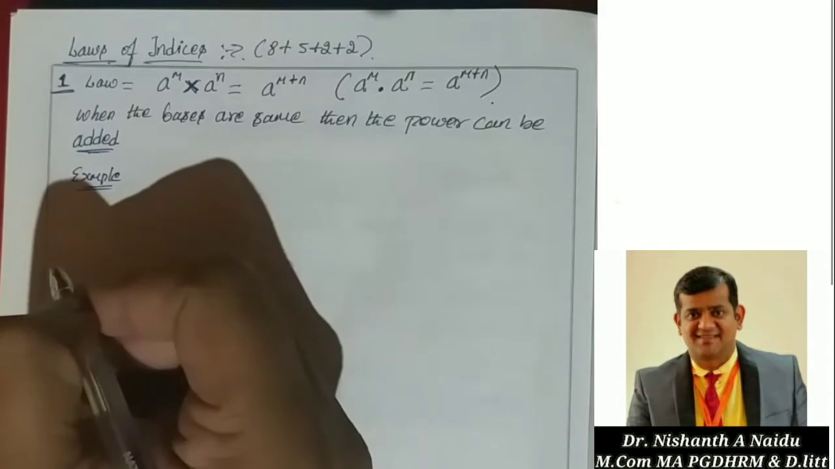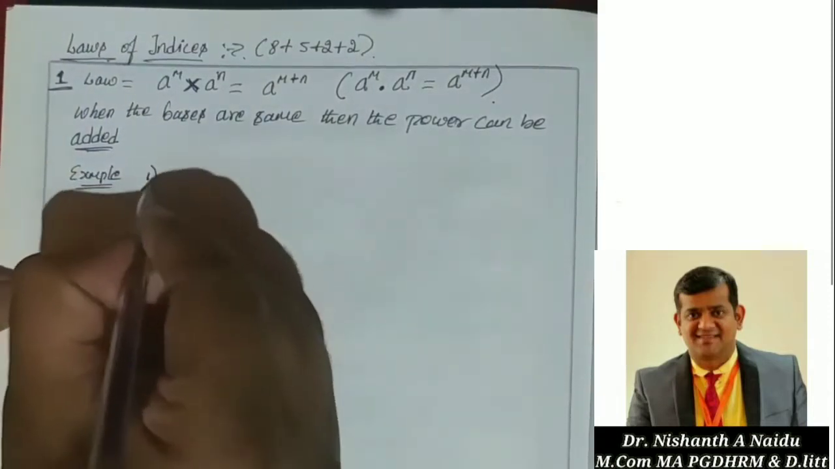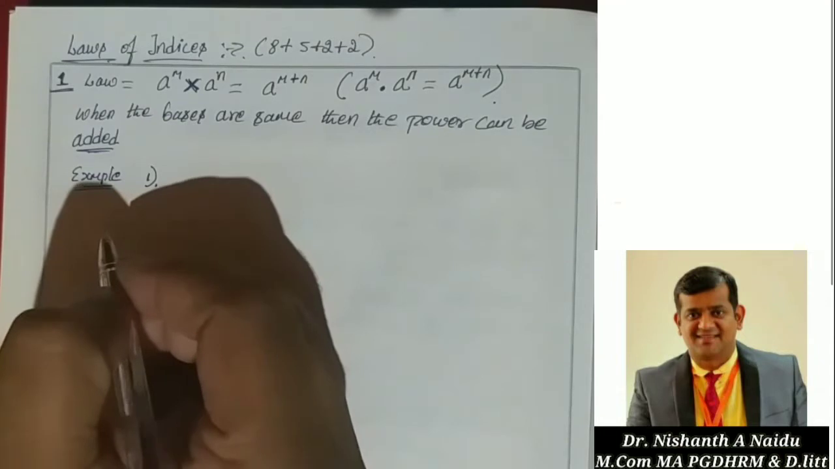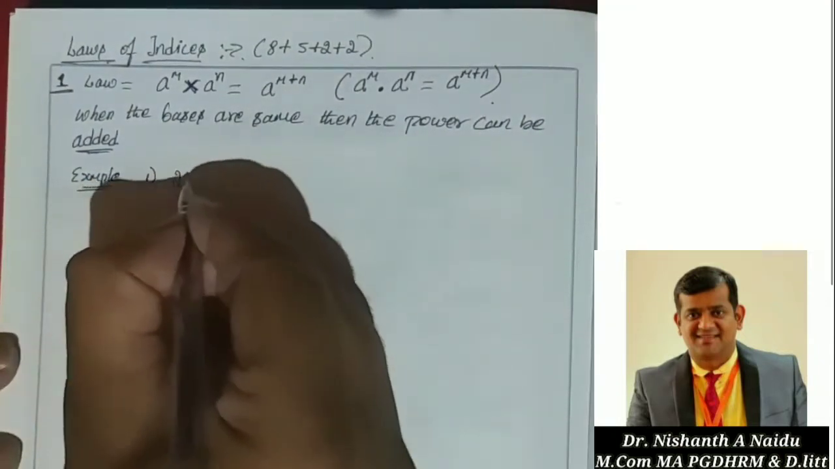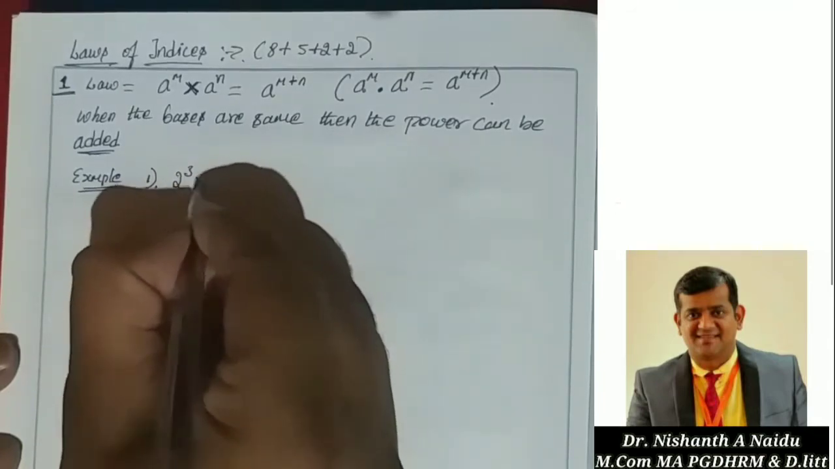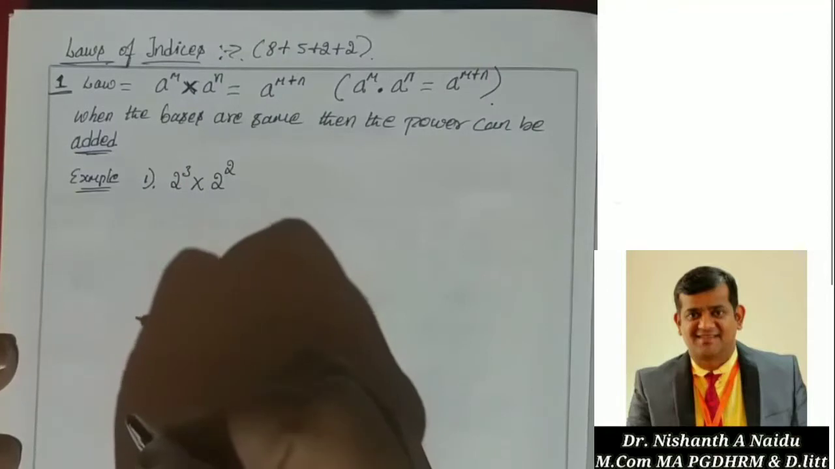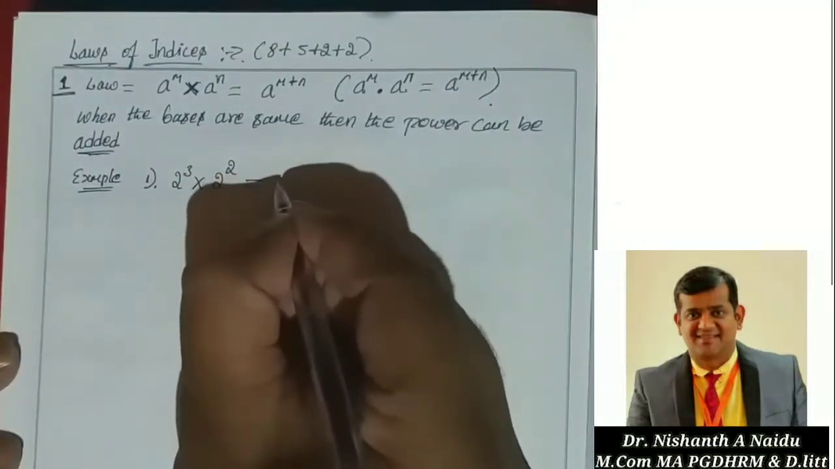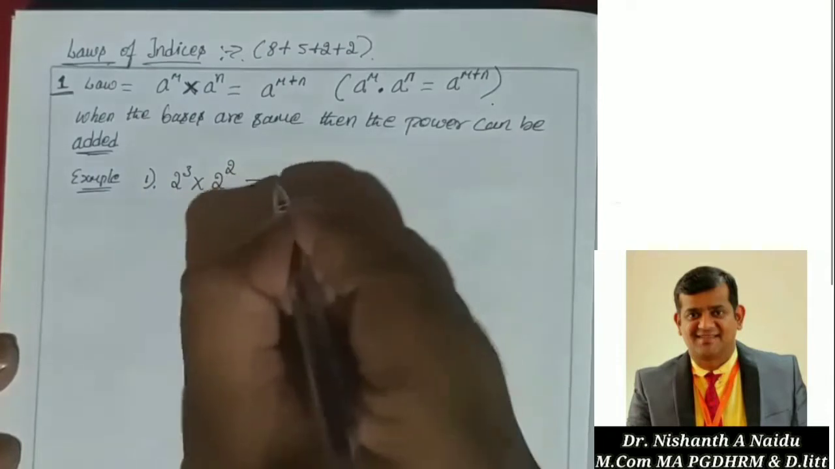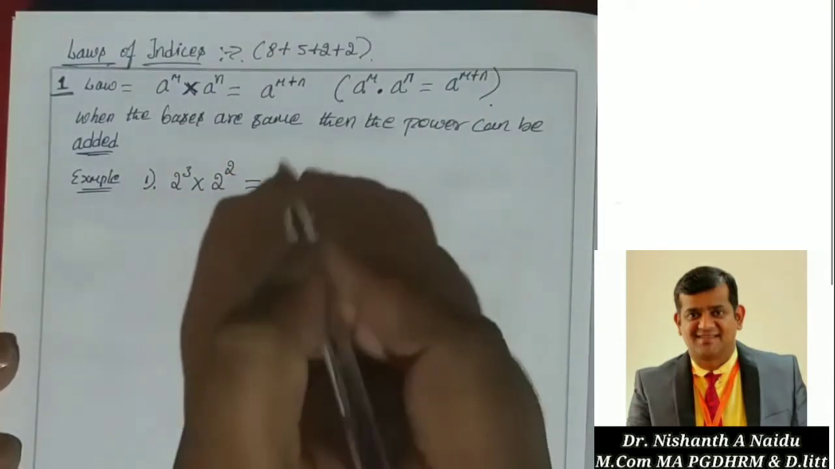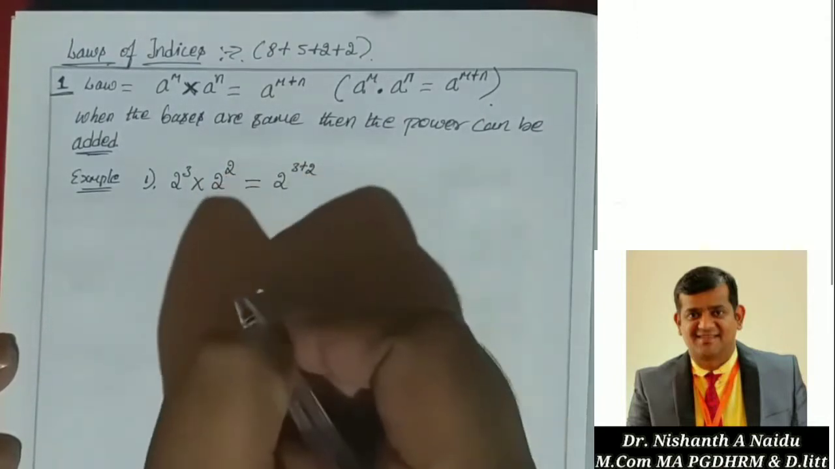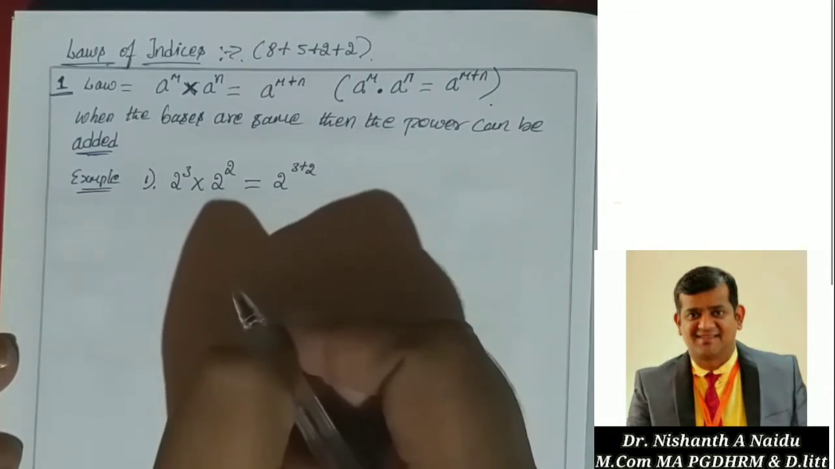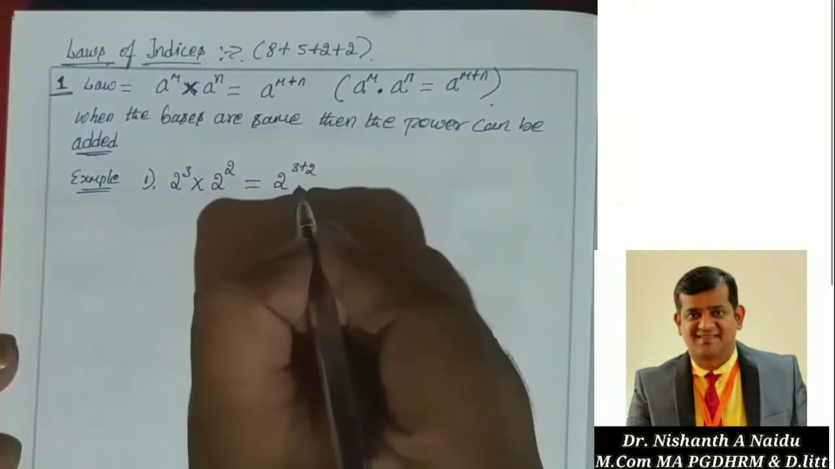Now let us have one small example so that you will have clarity about it. Example number 1: 2 to the power of 3 into 2 to the power of 2. What is the answer? When bases are the same, powers can be added. So 2 to the power of 3 plus 2, that is 2 to the power of 5.